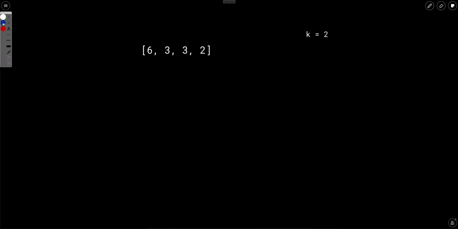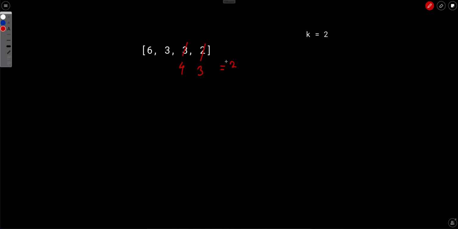Let's say this is the array 6 3 3 2 and k equals 2. It means we can perform two operations at max. So what is the operation? We can choose any element from it and increment it by 1. Let's say in the first operation we increment this 3 to 4, and in the second operation we increment this 2 to 3. So the final product would be 6 into 3 into 4 into 3, which is 216. Okay, so that is one possibility.